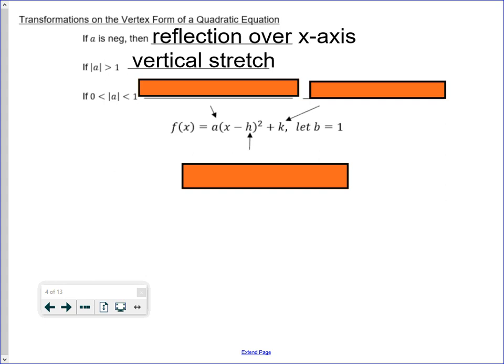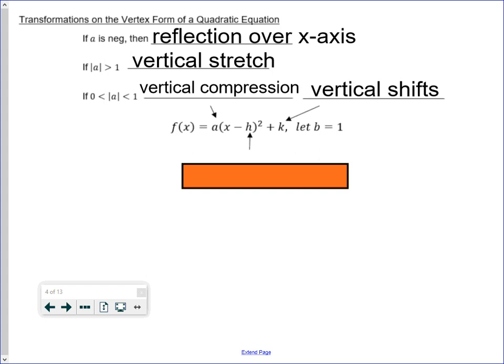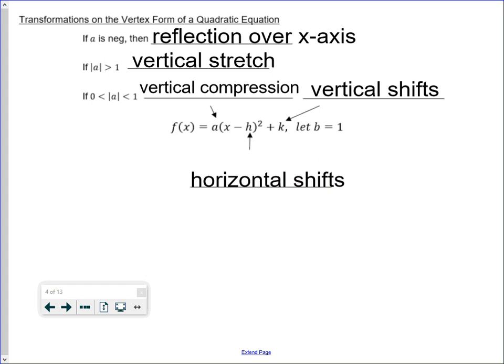And anytime you have an absolute value of a between 0 and 1, so these are the fractions that are less than 1, like 1/2, 2/3, negative 1/2, negative 2/3, stuff like that, you're going to get a vertical compression. Our k is still our vertical shift up and down. Our h is still our horizontal shift left and right. And like I said, we really don't deal with b all too often with quadratics. It could pop up, but chances are it's not going to. It's just not very useful for quadratics, so we don't really use it.